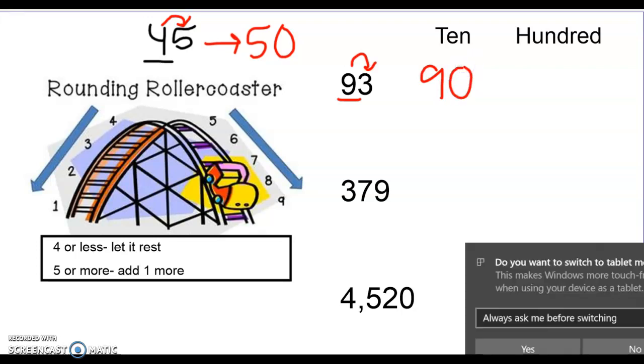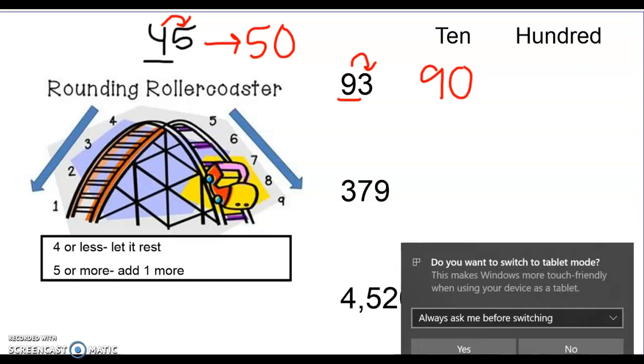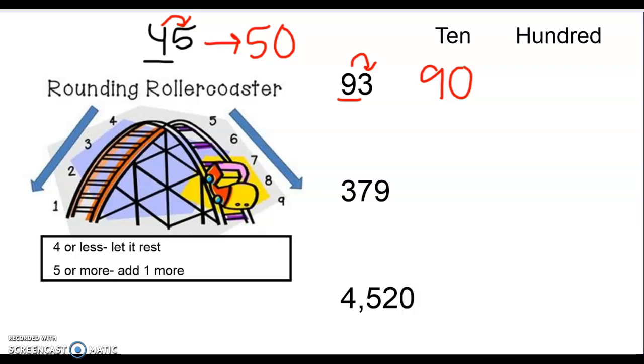Now, this question is a little bit interesting when it comes to rounding to the nearest 100 because this number doesn't even go up to the hundreds. So we need to think about what group of 100 it is closest to. Well, it's between 0 and 100. And it's really close to one of those. So in this case, 93 would round to 100.